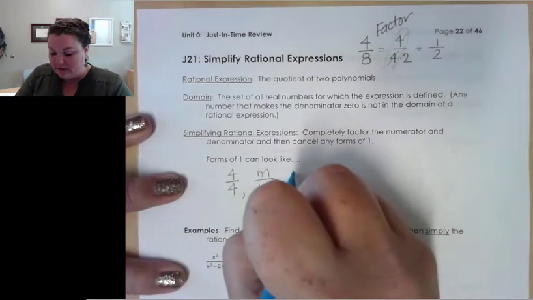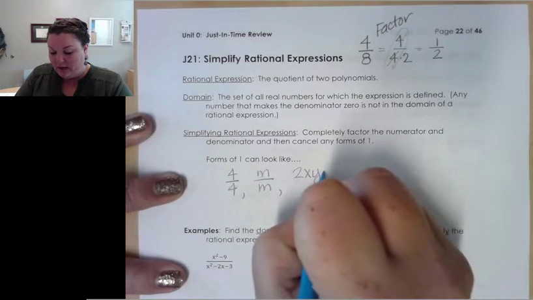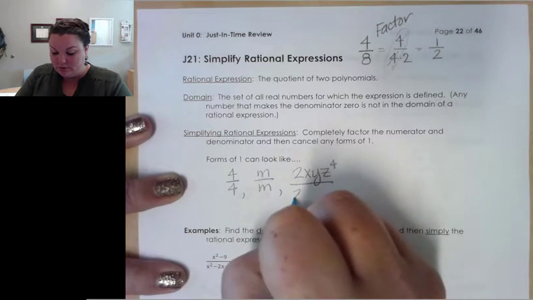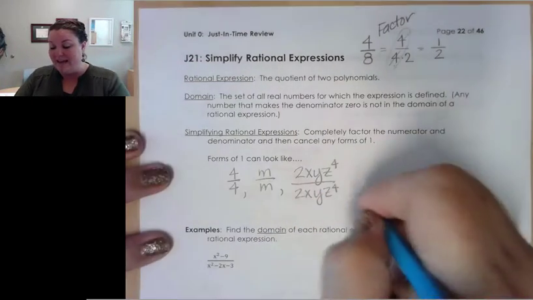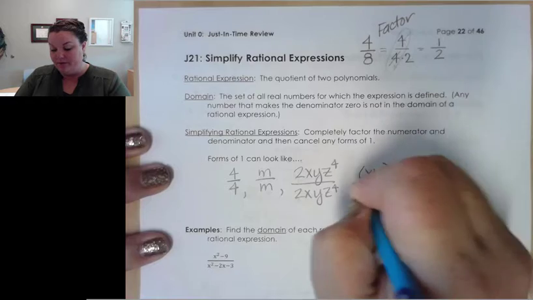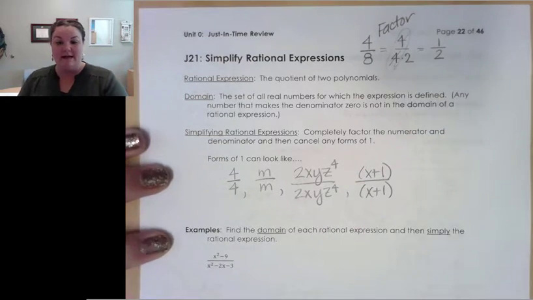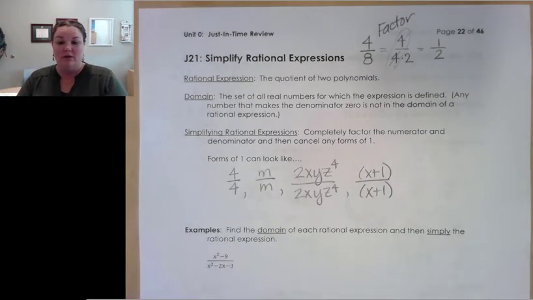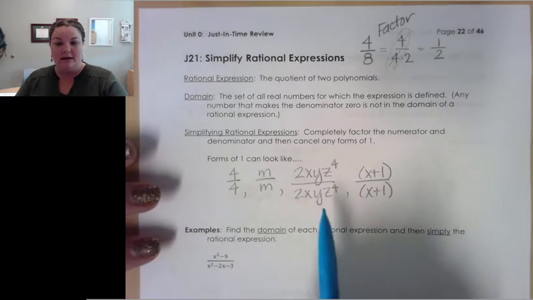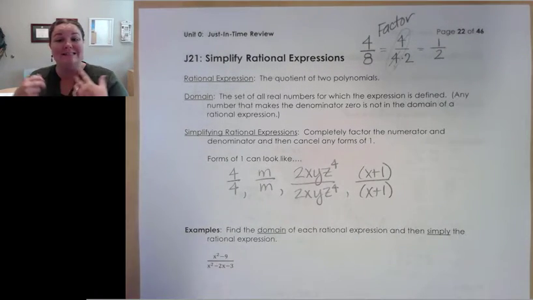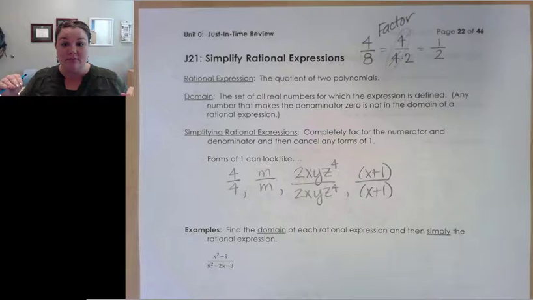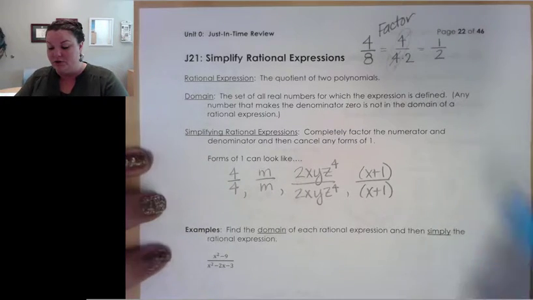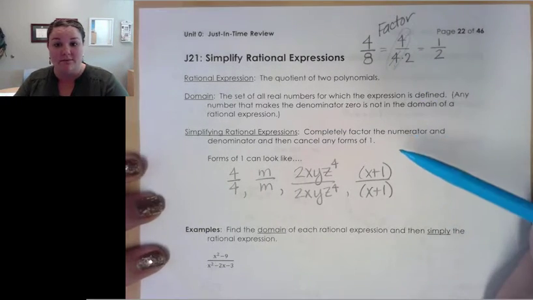It could be something like 2xyz to the 4th over 2xyz to the 4th. As long as it matches on top and bottom, any of these constitute a form of 1, even if it's a quantity over itself. So that's what we're going to be looking for. That's one thing we're going to do in this section: simplify. Our strategy for simplifying is that we're just going to completely factor the top, completely factor the bottom, and then we'll reduce any common factors we have on top and bottom.